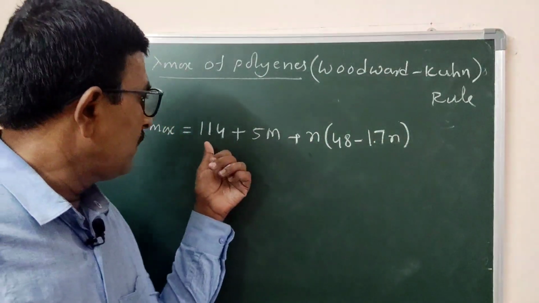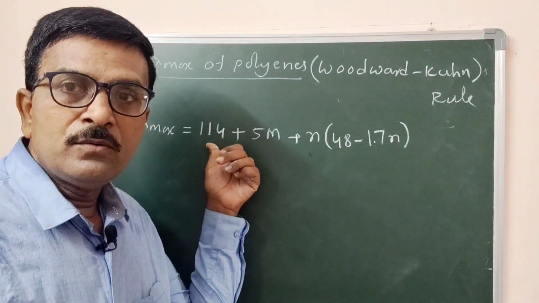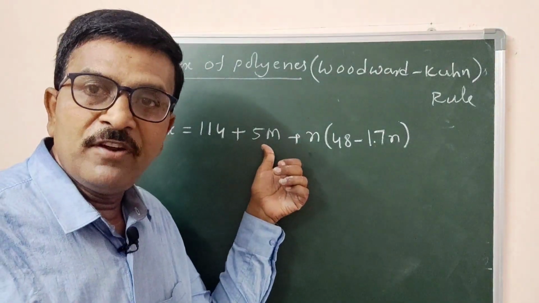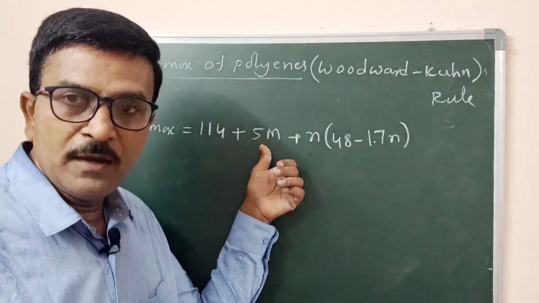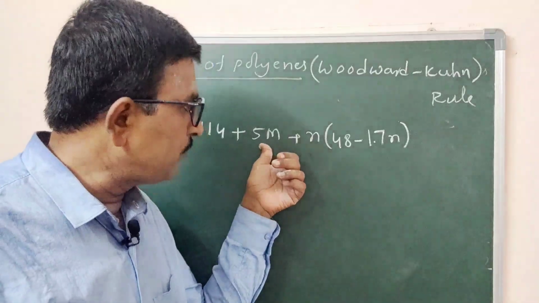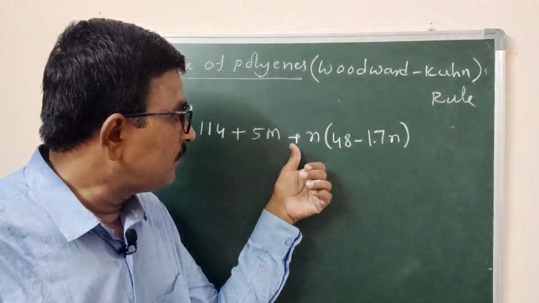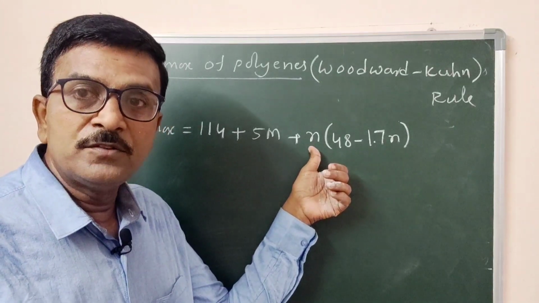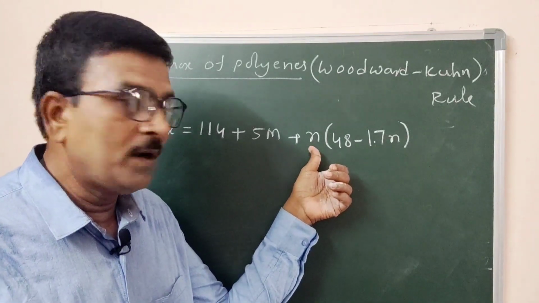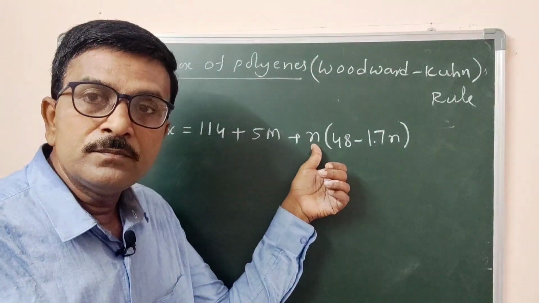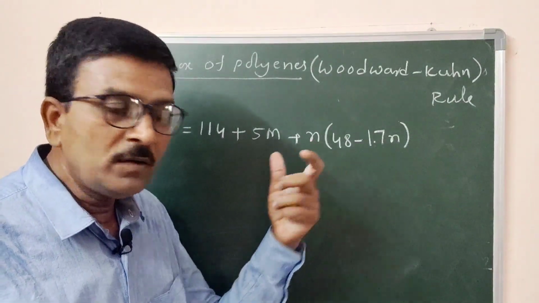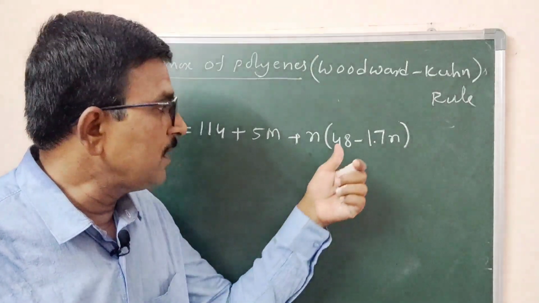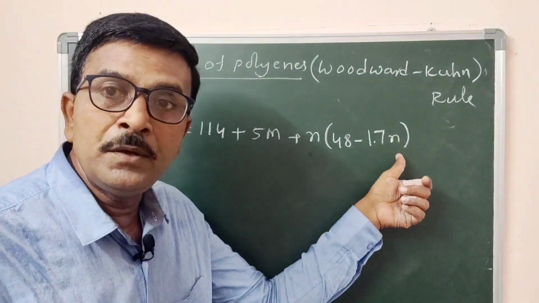You can see the basic value for polyene is 114 nanometer. Each alkyl effect is 5 nanometer, 5 into m, m stands for number of alkyl groups, and then n, where n is equal to the number of conjugated double bonds. The effect of each double bond on absorption maxima is 48 minus 1.7 into n.